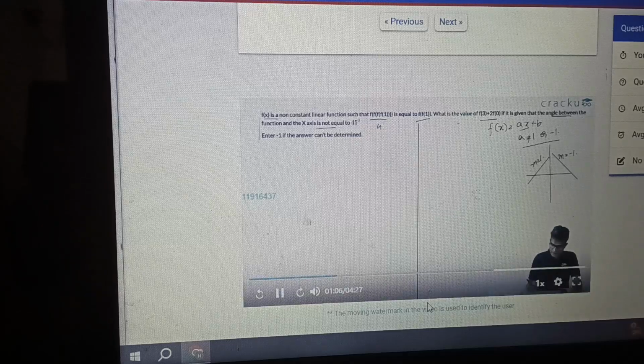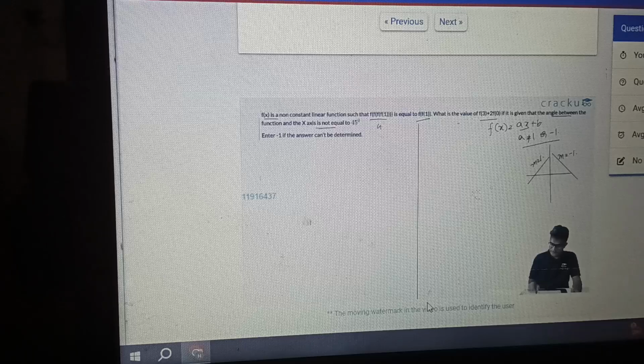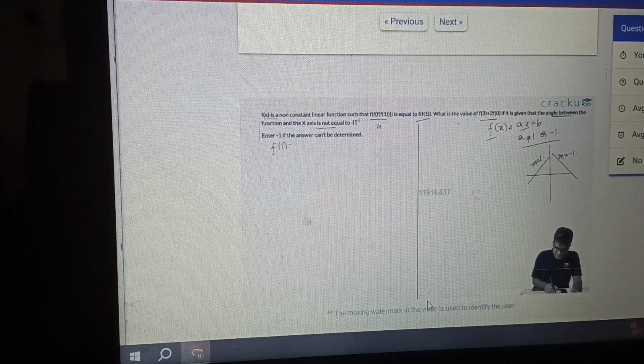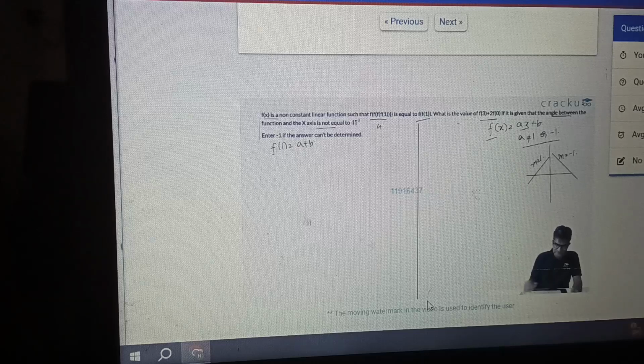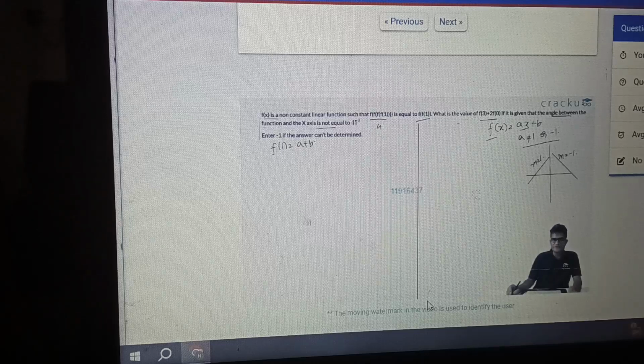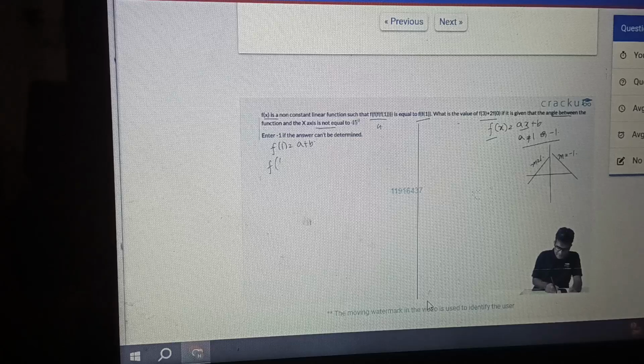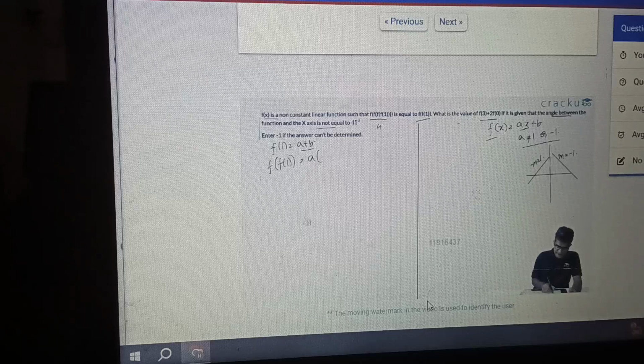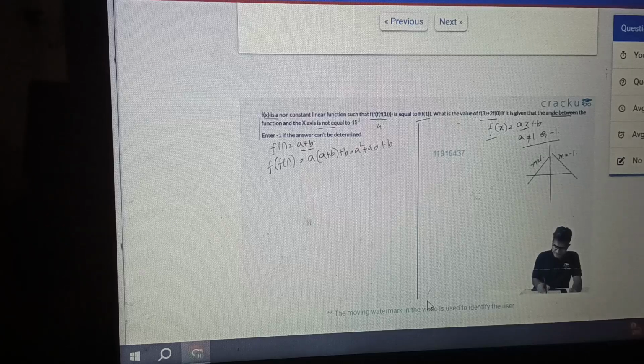Now, let us calculate the iterated values of f at 1. If you assume that f of x is equal to ax plus b, the value of f of 1 is equal to a plus b. Applying f again, we substitute a plus b as the value of x, which gives a into a plus b plus b, which is equal to a square plus ab plus b.